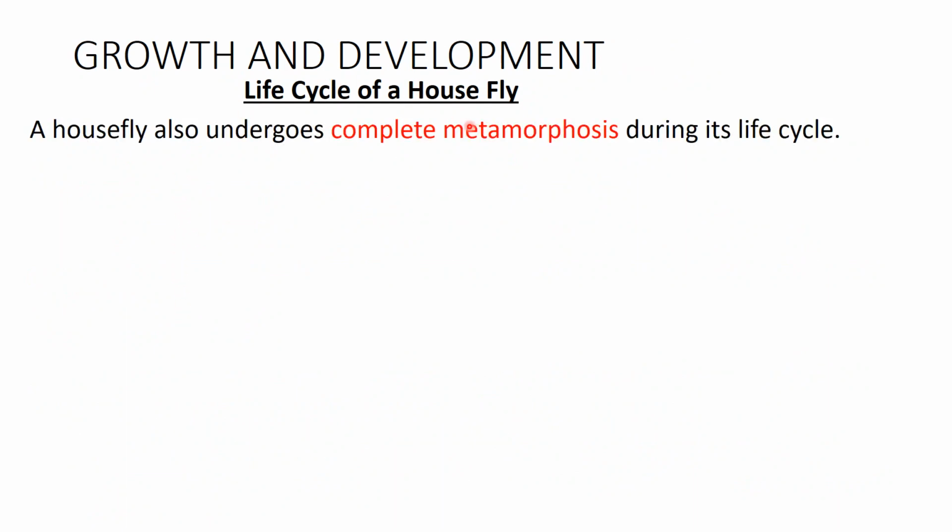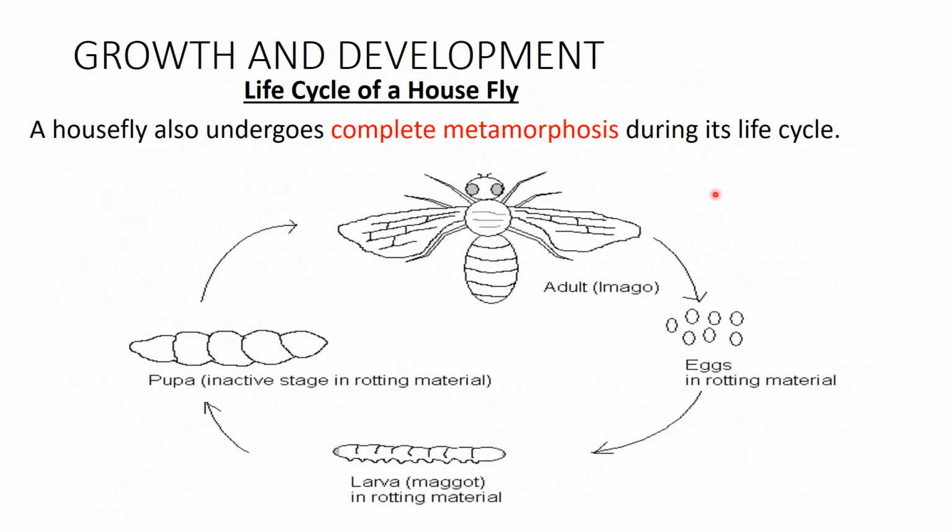Next, we take a look at a housefly. A housefly also undergoes complete metamorphosis during its life cycle. So its stages are just the same as that of a mosquito. We have the egg, which is found in rotting materials.